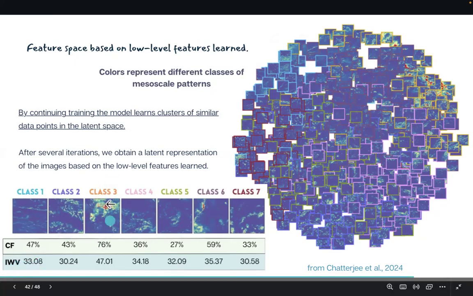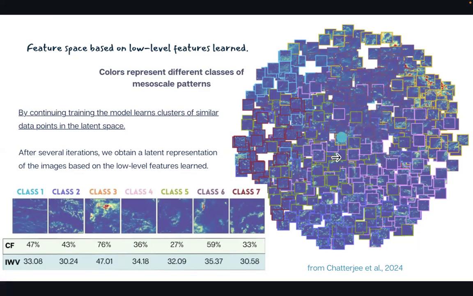And here, for example, look at class 3, that is the class with the highest cloud fraction at 76%, and integrated water vapor of 47, which is also the highest one. So what is the added value of this? It is that in this feature space, we can look at transitions. So we can look at the evolution in time of a scene and where it goes in the feature space, if it goes from one regime to another regime.